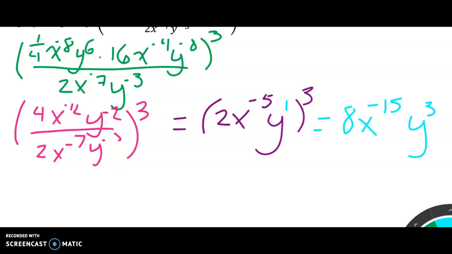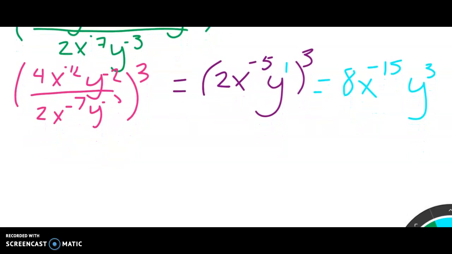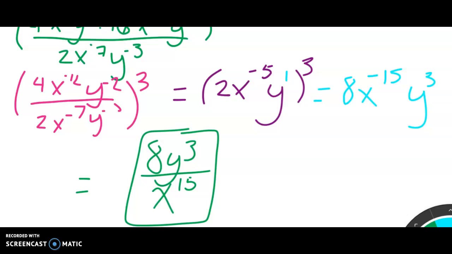We still need to use our negative exponent rules to rewrite this so that we don't have any negative exponents. So we have 8 that'll go in our numerator because it has a positive exponent. X to the negative 15th power goes to the denominator, which becomes positive. And then y cubed is positive. So this is our final answer: 8y to the 3rd divided by x to the 15th power.